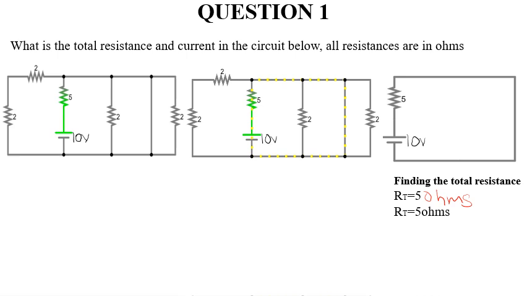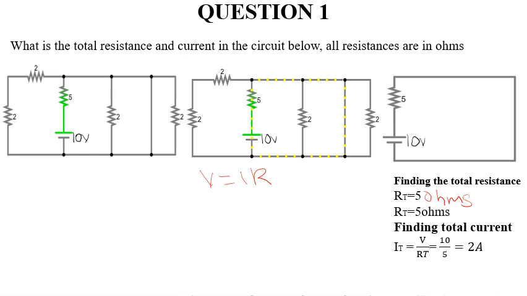Now they said we should also find the total current, and we know from Ohm's law that V is equal to IR. So our total current in the circuit is V over the total resistance, which is 10 over 5, equal to 2 amps. So our final answer for the total current is 2 amps. Always take time to check whether there is a short circuit or not.